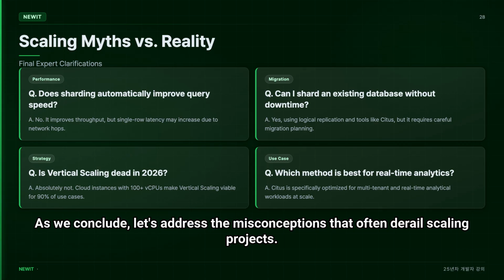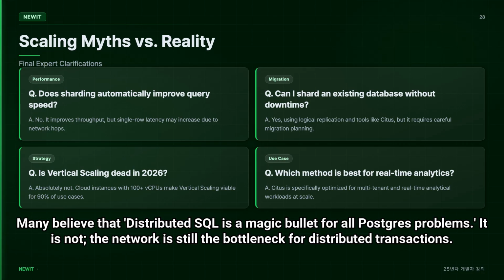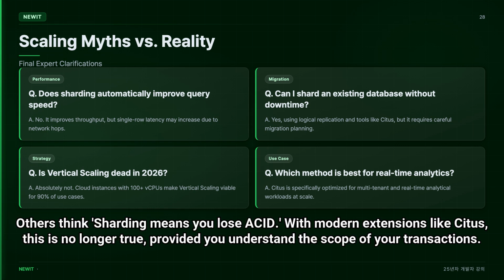As we conclude, let's address the misconceptions that often derail scaling projects. Many believe that distributed SQL is a magic bullet for all Postgres problems. It is not. The network is still the bottleneck for distributed transactions. Others think sharding means you lose ACID. With modern extensions like Citus, this is no longer true, provided you understand the scope of your transactions.